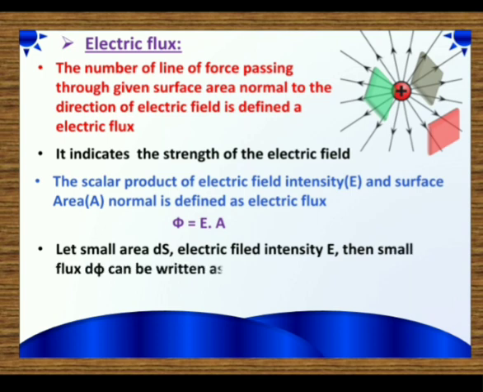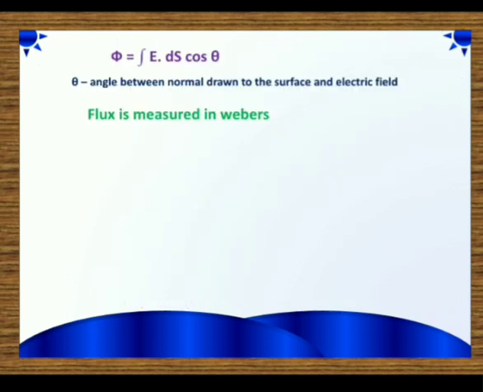So, d phi is equal to E ds. To get total electric flux, I integrate both sides, and I get phi is equal to integral E ds. Since it is a dot product, to remove the dot product I have to use cos theta. So, phi is equal to integral E ds cos theta, where theta is the angle between the normal drawn to the surface and the electric field. Electric flux is measured in units of Webers.